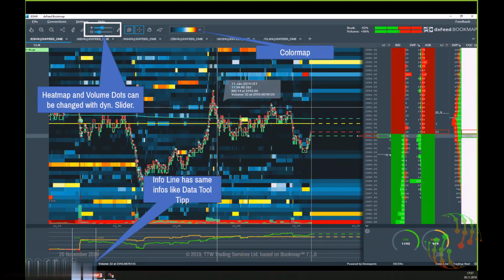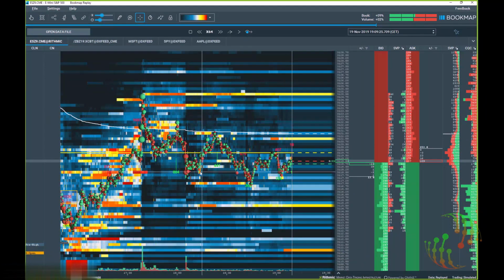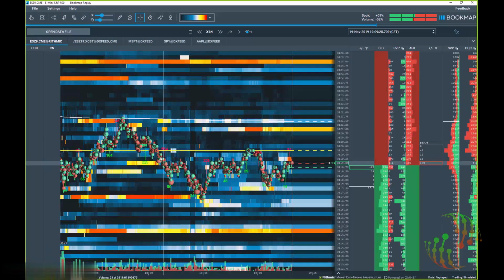Also you see, when you go with your cursor here, you see also the volumes displayed in the time stamp and volume and what happened. So you don't need to have the data tooltip on. You can also, if you are interested in this bubble here and this dot here, you can point at it and you see the information here in the information center.